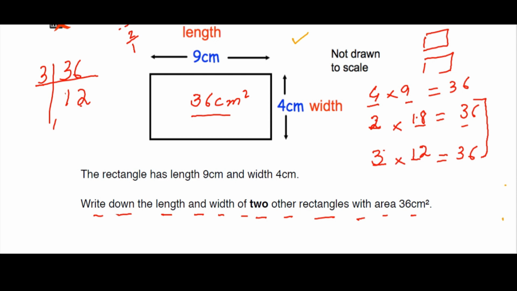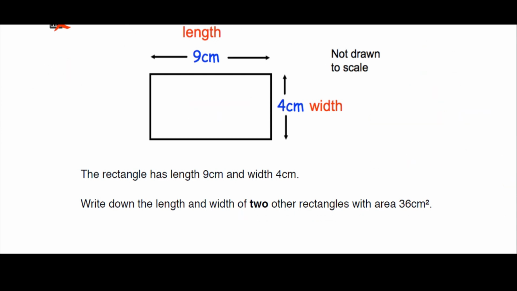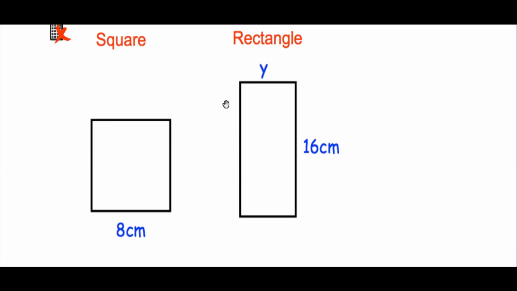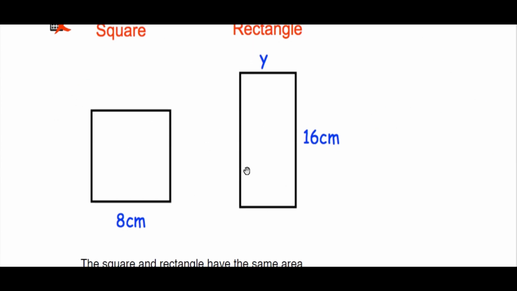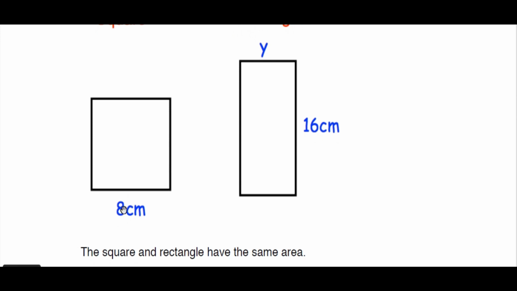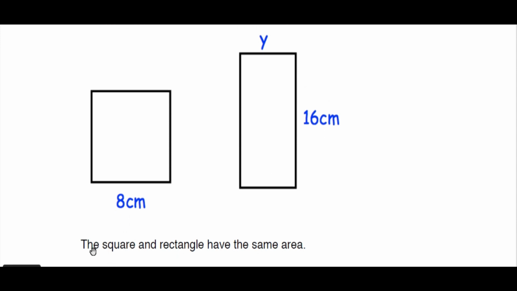Okay, so now let's move to the next question. So here is the question. You have a square and a rectangle. You are given that the length of the square equals 8 centimeters and the length of the rectangle equals 16 centimeters. You are given that the square and rectangle have the same area.